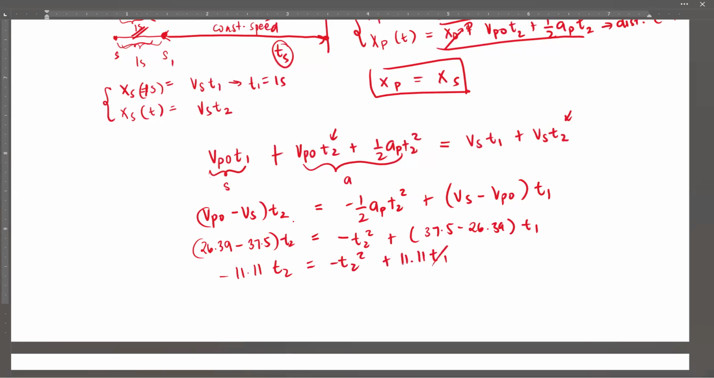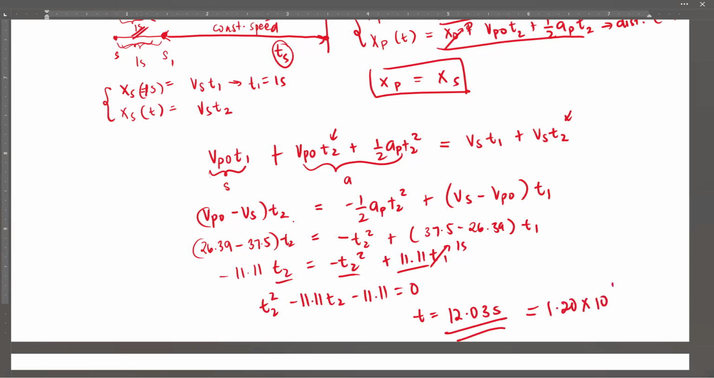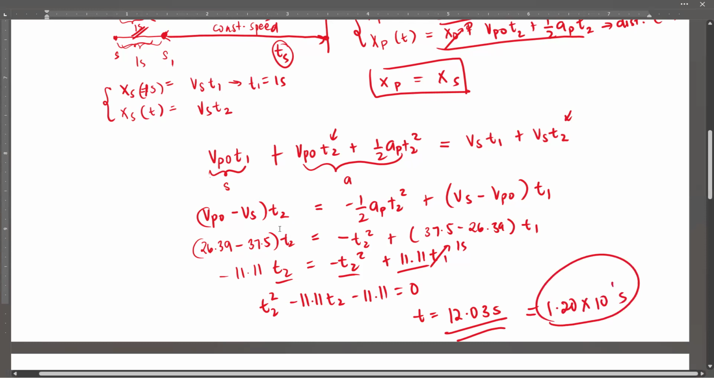Ang T1 lang natin ay 1 second. So, 11.11 lang 'yan. So, kung makikita n'yo, meron tayong T2 squared, and a constant. So, this is basically your quadratic formula. So, you have T2 squared minus 11.11 T2 minus 11.11. This will give us 0. And if you're going to extract the root, makakakuha tayo ng T is, 'yung positive na lang 'yung kuhanin natin, 12.03 seconds, or this is 1.20 times 10 raised to 1 second.